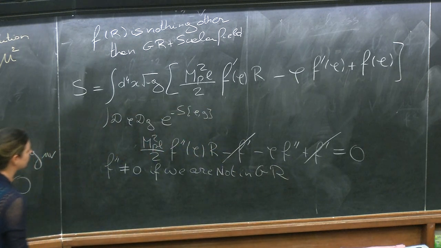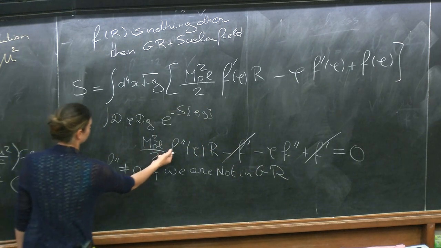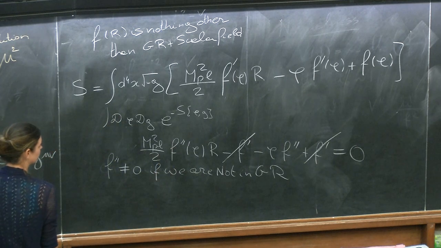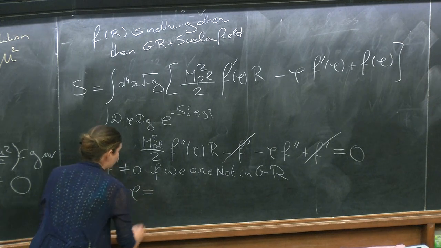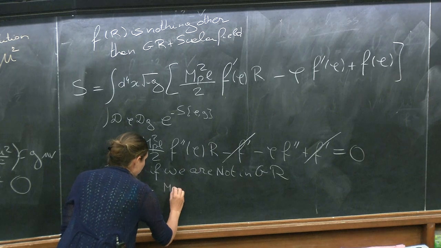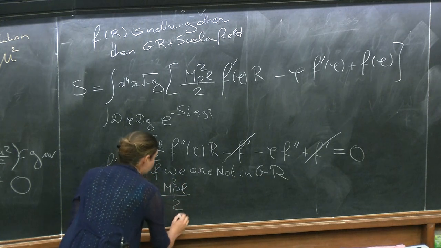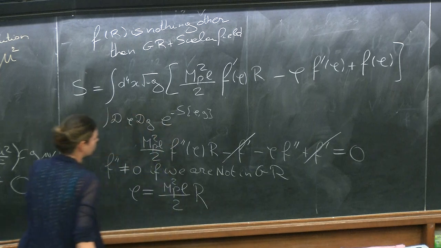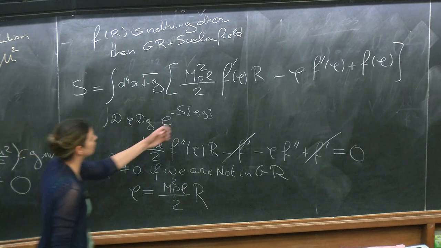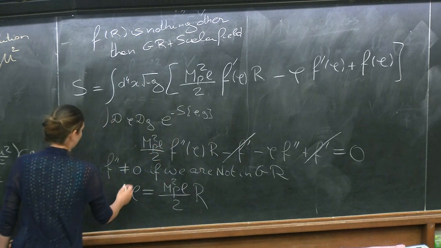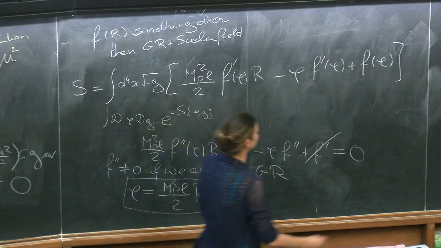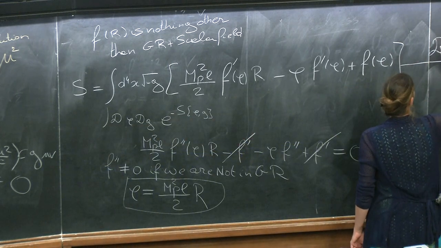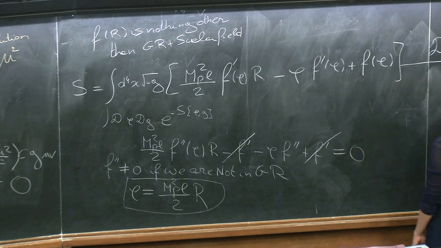That's again how we recover GR. If f double prime is equal to 0, then this equation has no content. And then we see that this equation tells us that the scalar field phi is equal to M Planck squared over 2, the scalar curvature. So now when we thought we had a function of the scalar field in here, we can plug it back into a function of the scalar curvature instead. And what we have here after integration over phi at the classical level is back to our f of R theory.